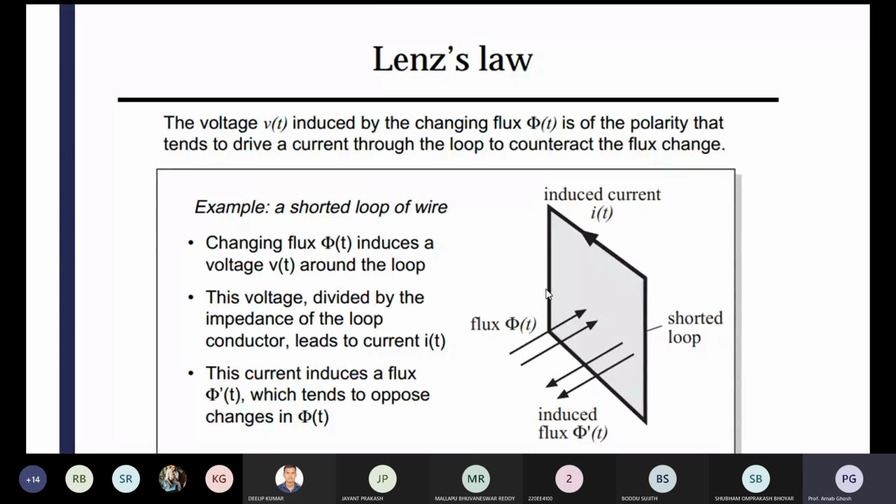Okay, so the effect will be countered. The effect will be countered of your cause. The voltage v(t) induced by the changing flux phi(t), from Faraday's law, is of the polarity that tends to drive a current through the loop to counteract the flux change.